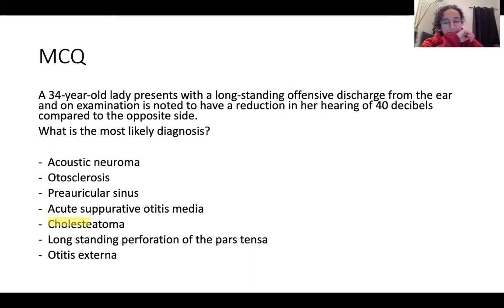Yeah. So this is a cholesteatoma. And you can basically get this from three words, really. So long-standing offensive discharge. They've had a change in their hearing and they've got this discharge that's lasted for a long time, which means it's not going to be an acute otitis media, and it's not going to be any of these other things. Long-standing perforation wouldn't cause offensive discharge unless there was another disease process going on. And otitis externa doesn't cause that. So the only one of these options that makes sense to cause long-standing offensive discharge is cholesteatoma. And then obviously it's eroded into the ossicles to have this much of an effect on the hearing.